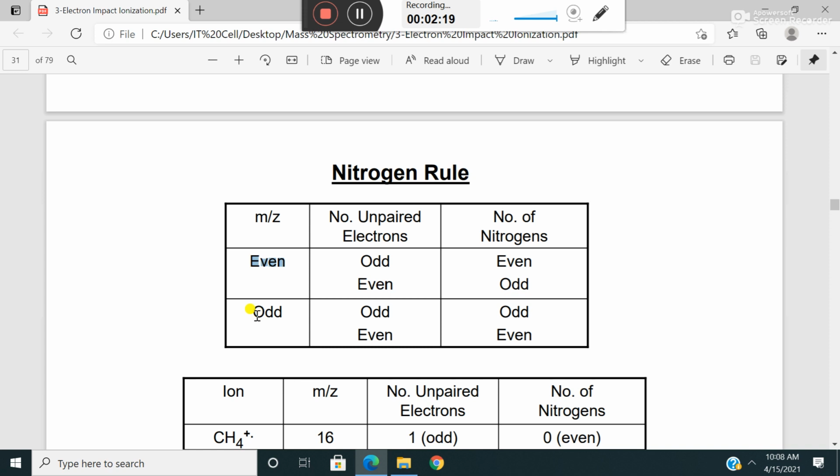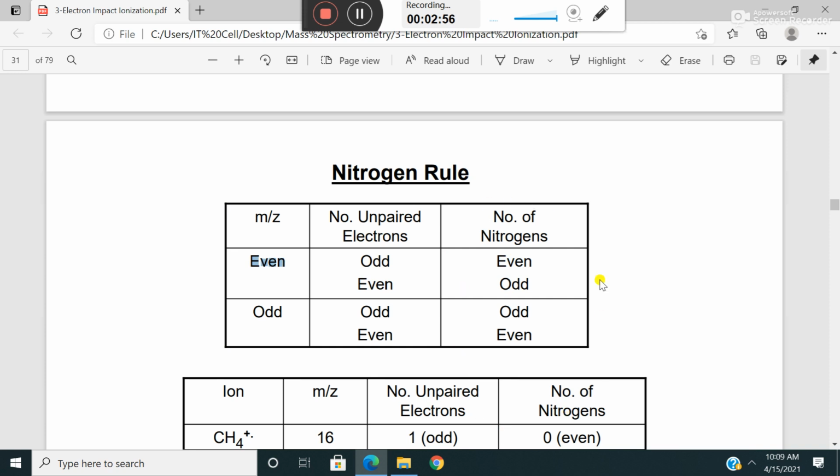But if your number of unpaired electrons is even, and m by z is odd, right? Then your nitrogen should also be even. So it's very easy to memorize, I think. Odd m by z: if this is odd, this should also be odd. Odd m by z: if this is even, this should also be even. But what about even? If we get an even m by z value, if one is odd, the other should be even. If this is even, this should be odd. This is very simple to memorize, I think.